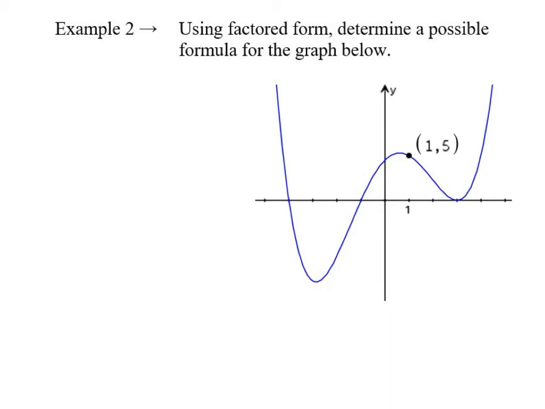All right, see if this is what you got. Maybe you got this far but weren't sure what to do from here. This is where this point (1, 5) comes into play, right? You do know that if you plug 1 in for x, you should get back 5 for y. So give that a try and see if you can figure out what k is.